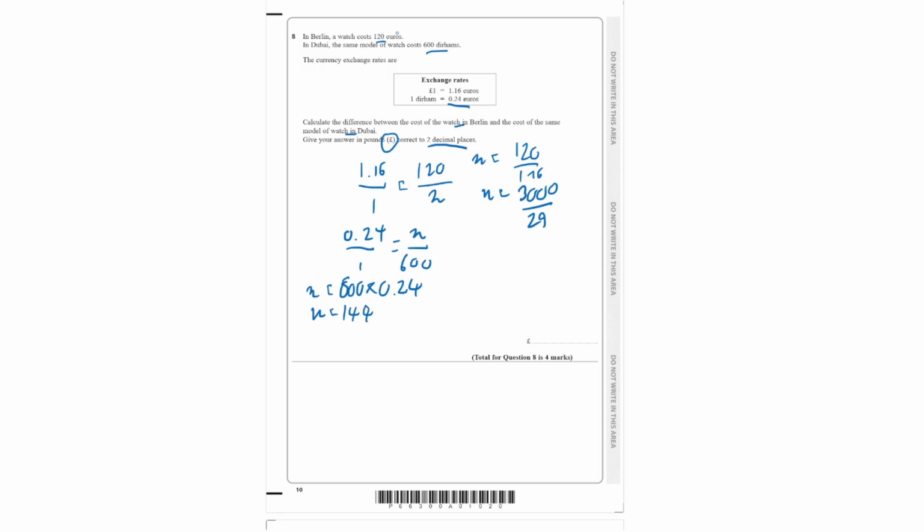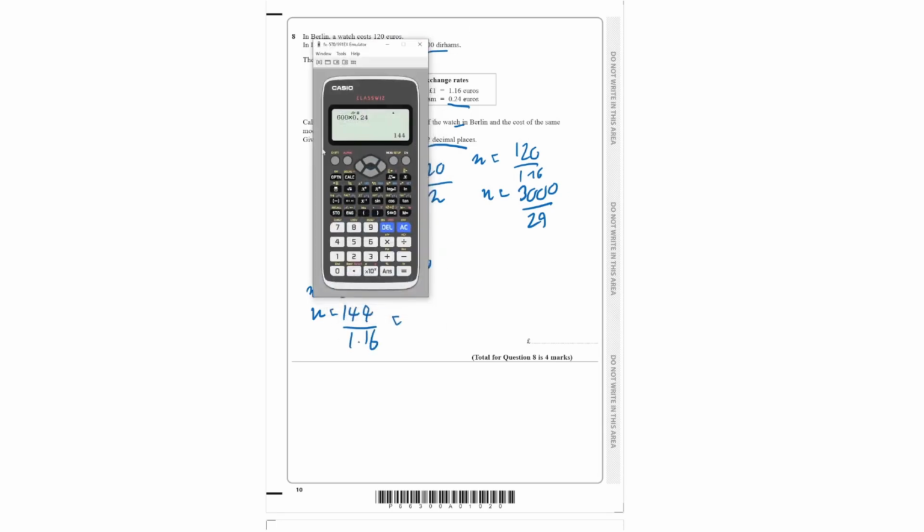144. But this is the price in euros. We want it in pounds. And to find it in pounds, we simply divide by 1.16 again. So we have to find out what this value is divided by 1.16. So 3,600 over 29.